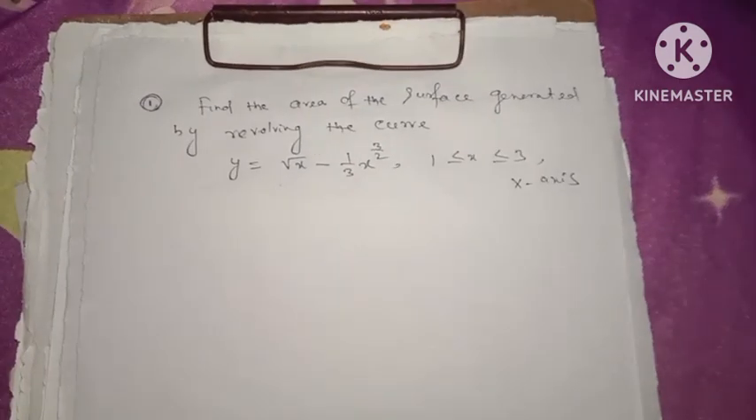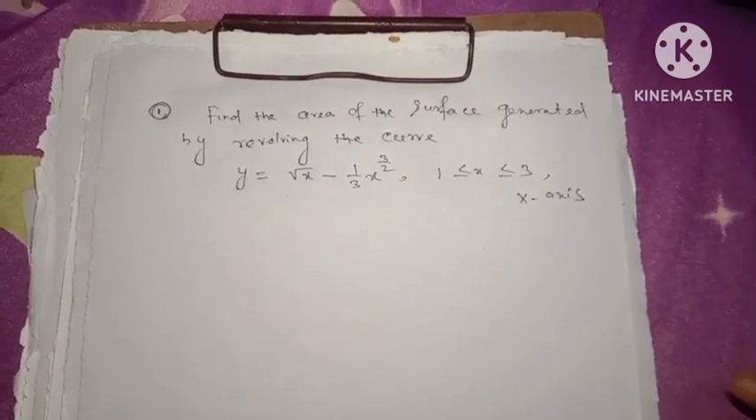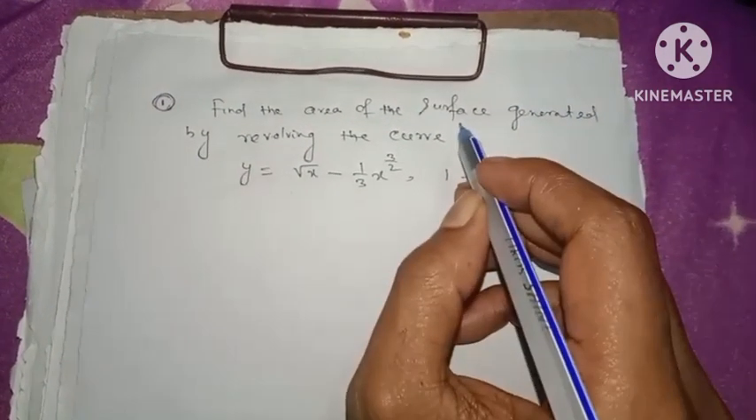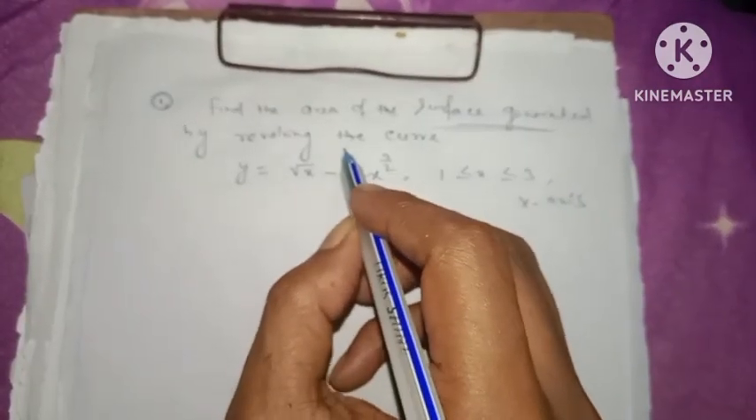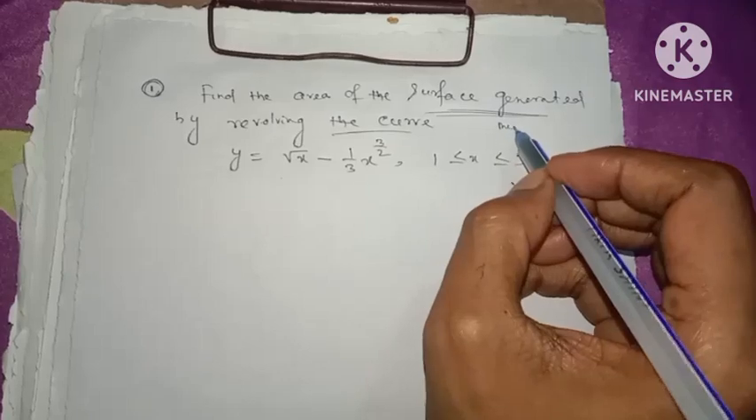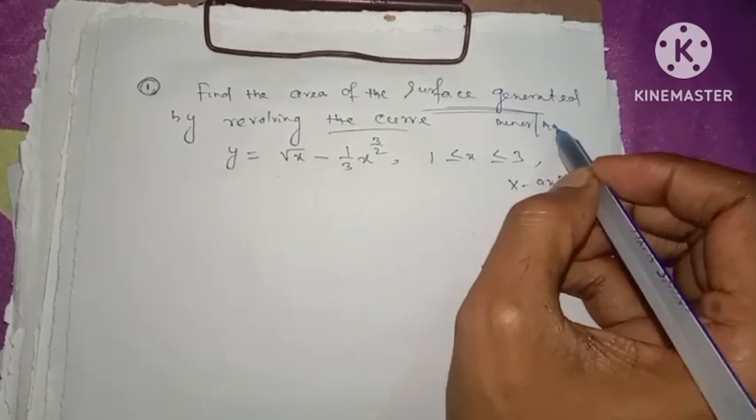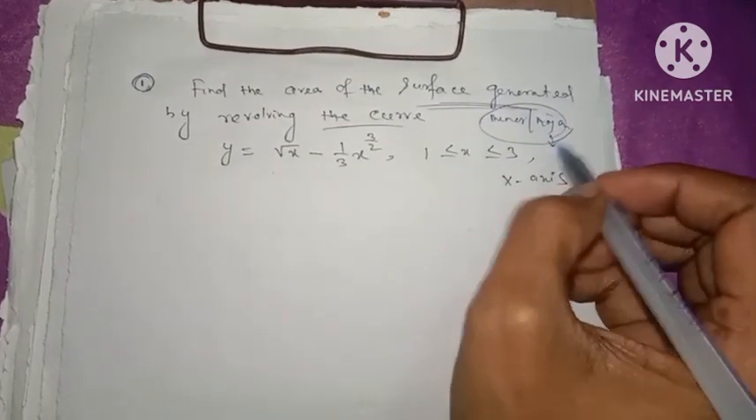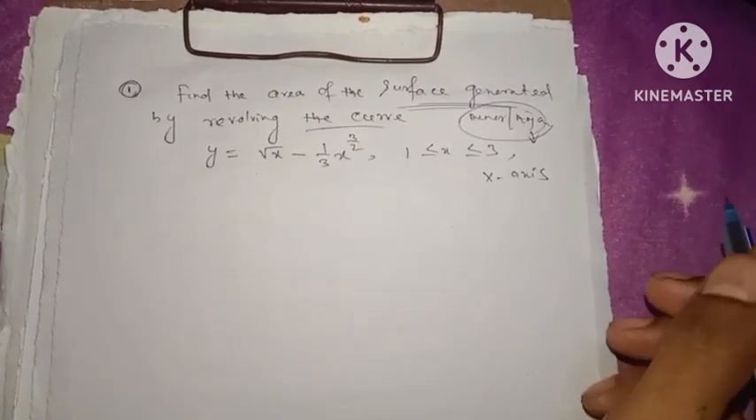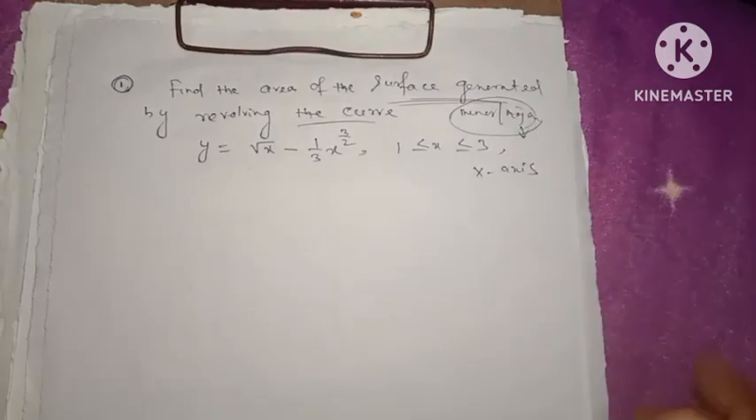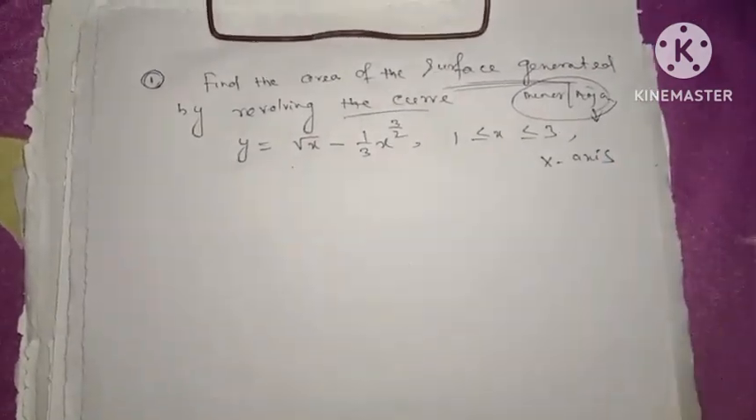This is the previous question about finding the surface area generated by revolving the curve. These are the minor and major questions also. If you cannot see my lecture, then you can watch my lecture so that you can be clear about it. So how can we solve these questions?